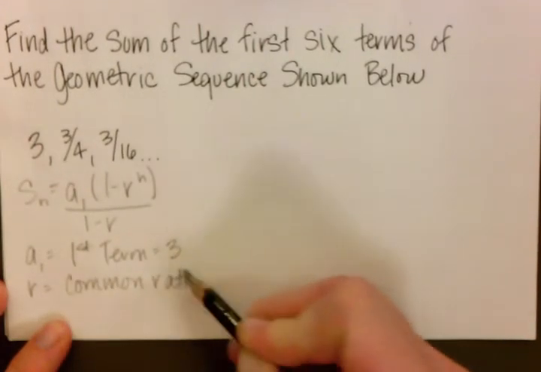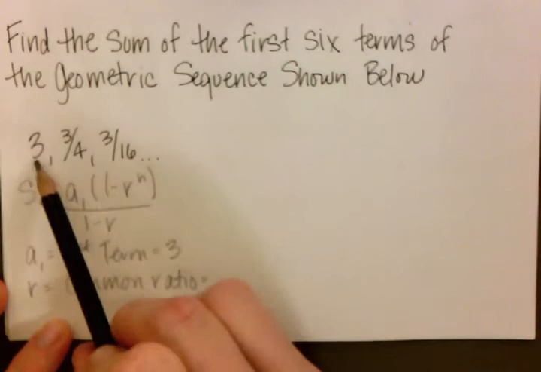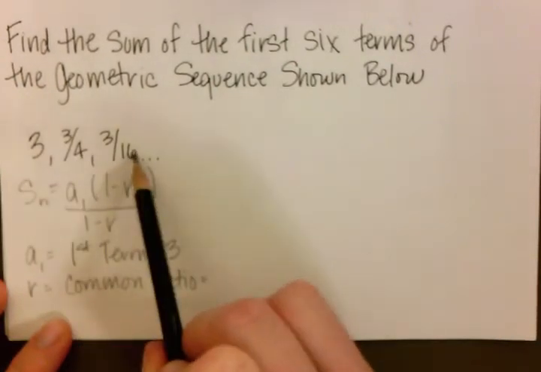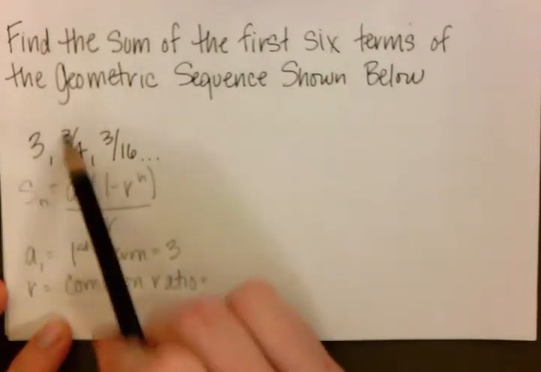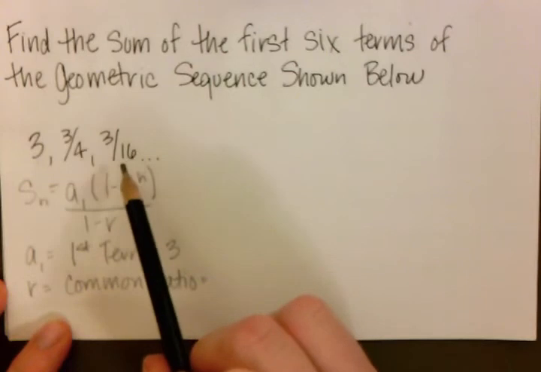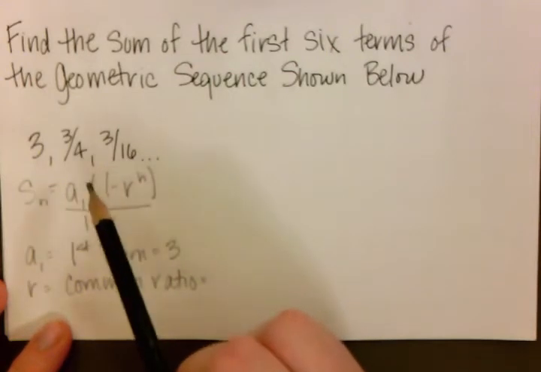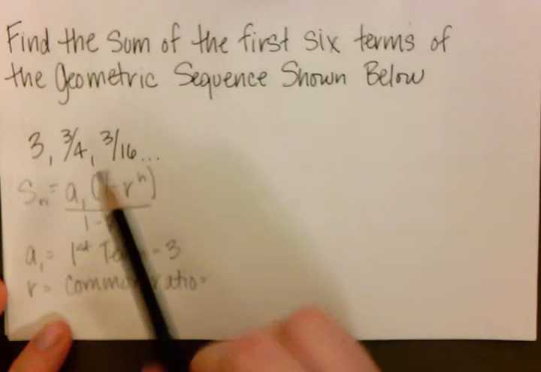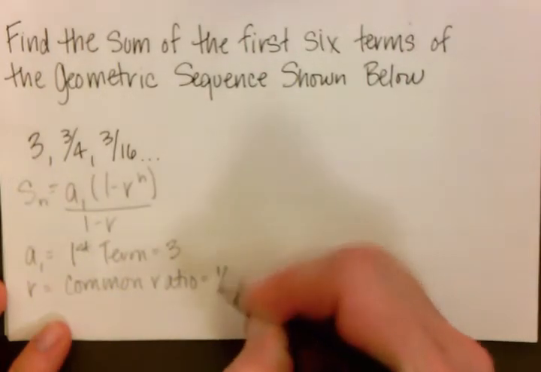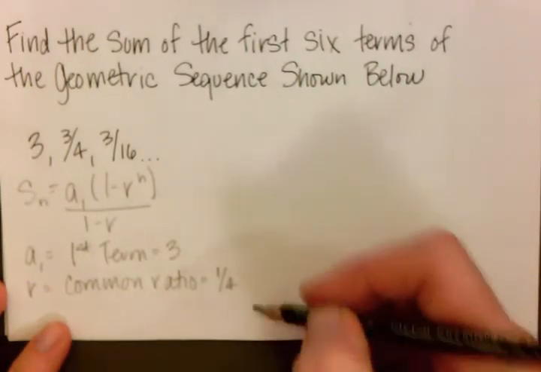Our common ratio is the ratio between the numbers that it gives us. So if we have 3, and then 3/4, and then 3/16, just by looking at that, we can almost see that we're multiplying there by 1/4. So our common ratio is going to be 1/4.